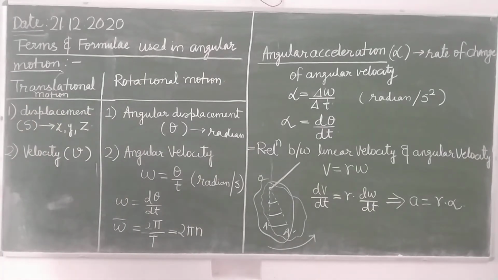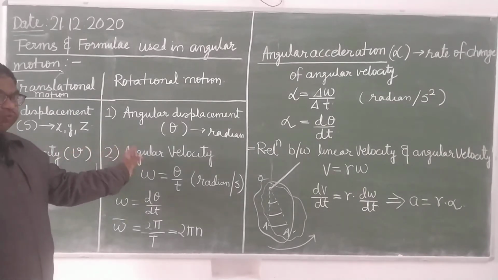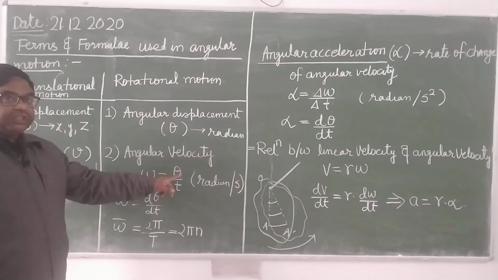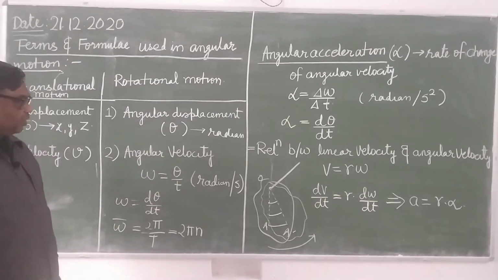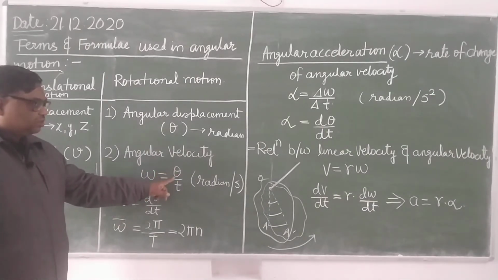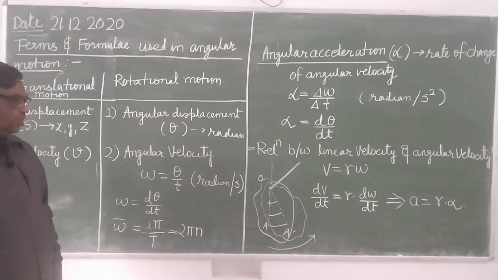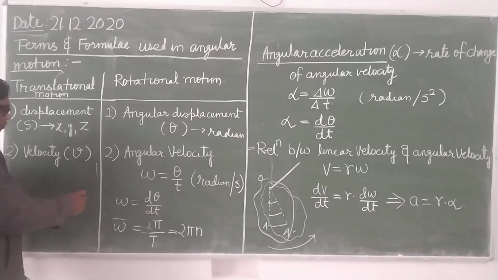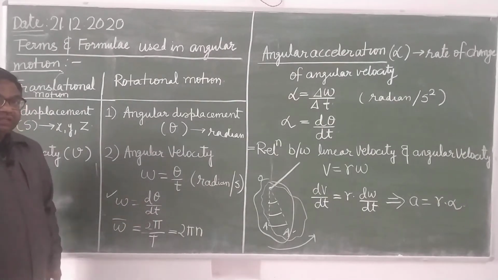Now, in linear or translational motion there is a term velocity. Here there is a term angular velocity, which we denote by the symbol omega. Angular velocity is the rate of change of angular displacement, that is, angular displacement per unit time, theta upon t. In the language of calculus, we write it as omega equals d theta upon dt.